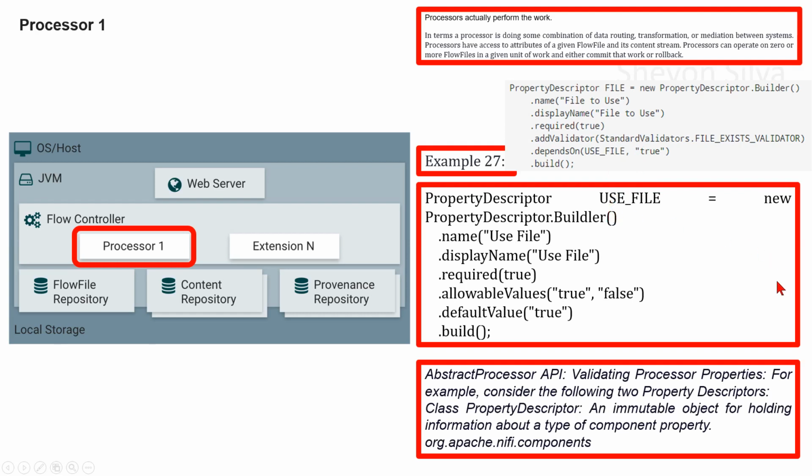For example, consider the following two property descriptors. In this case, if the use file property is set to true, then the processor will not be valid unless the file to use property is set to a valid file name.